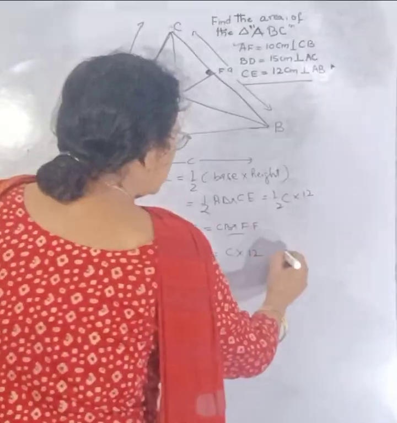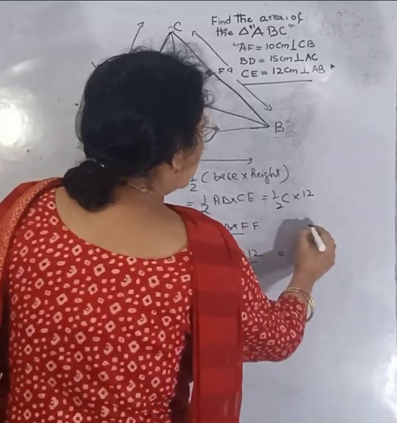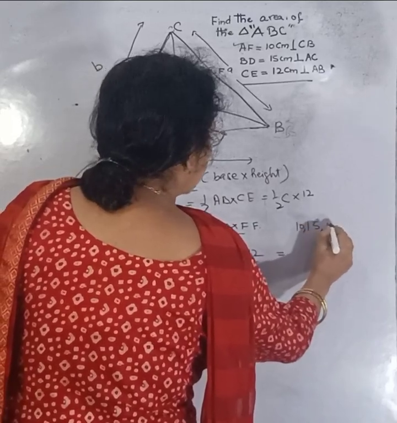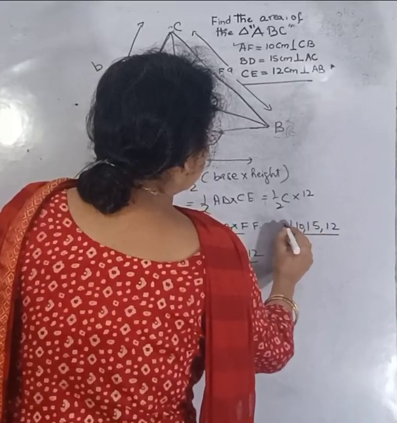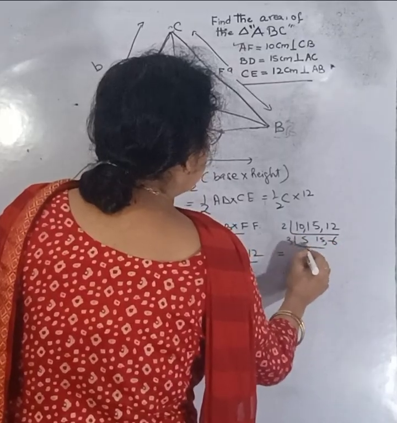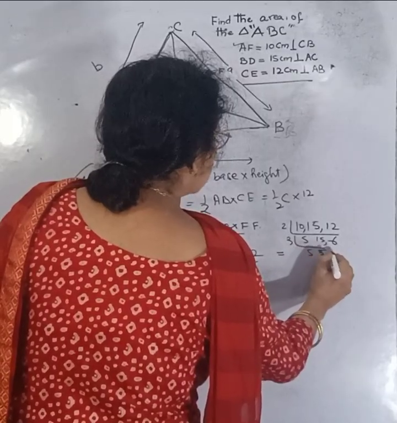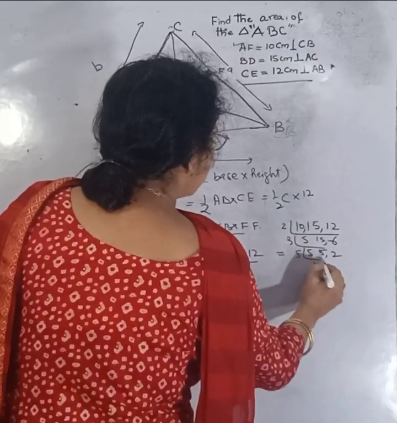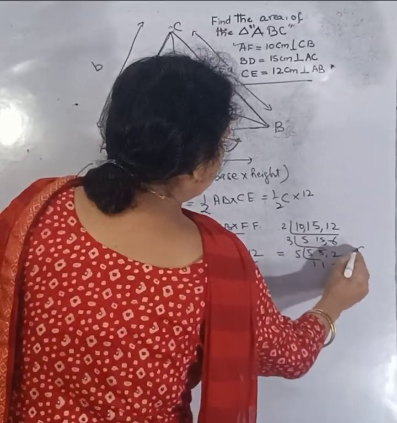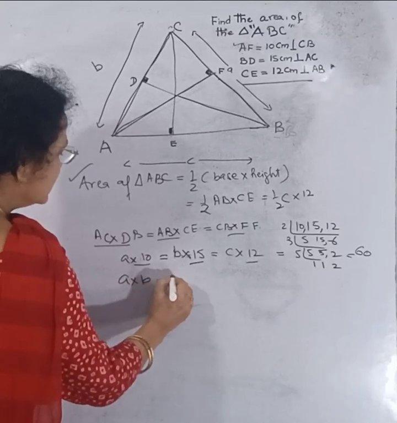Let us take the LCM of 15, 10 and 12. 2 fives are 10, 2 sixes are 12, 15 itself remains the same. Then 3, 5 remains the same, 5 threes are 15 and 2 sixes, then 5 ones are 5, 5 ones are 5, and 2 remains. It will be equal to 60. The LCM will be equal to 60. Let us suppose all these things are equal to 60k.